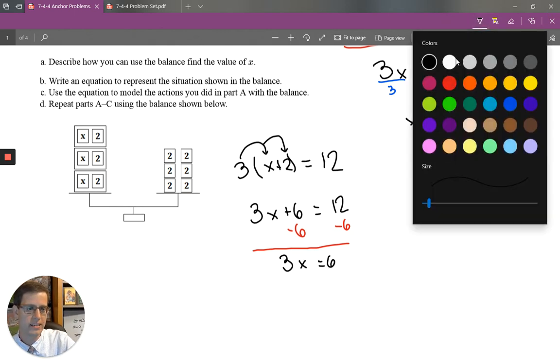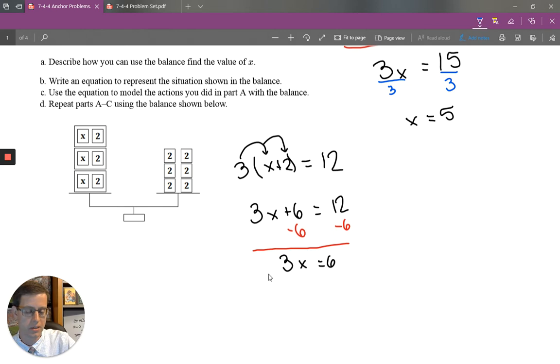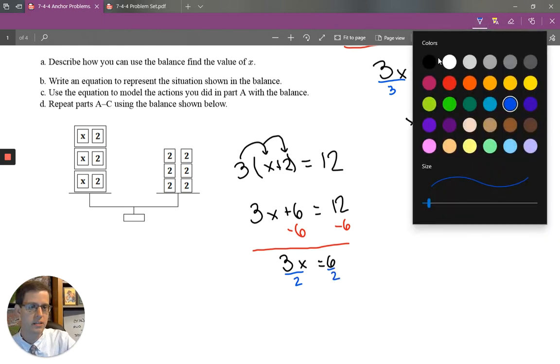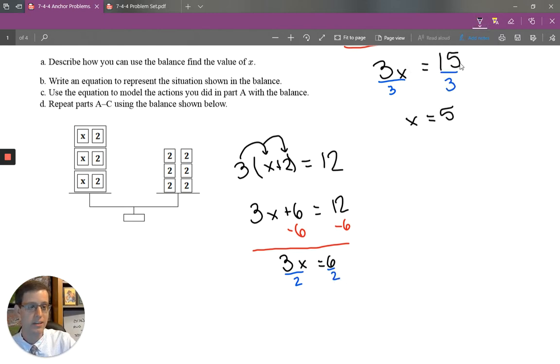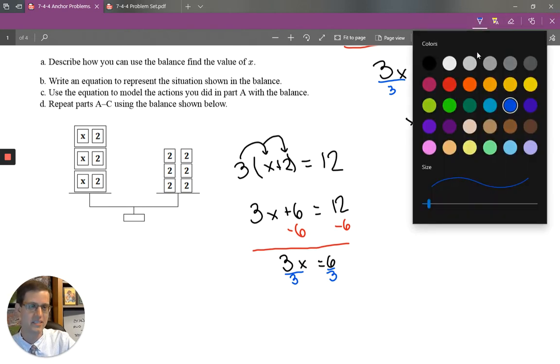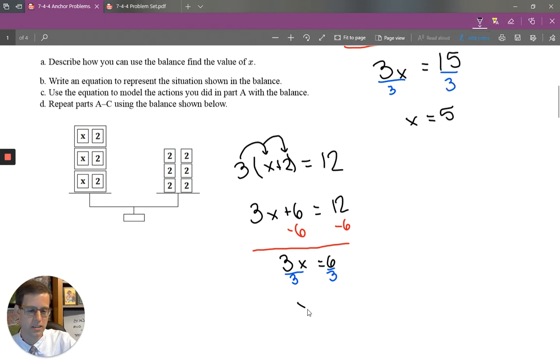Well, 3 times a number equals 6. What's that number? The opposite of multiplication is division. So if I divide by 2 on both sides here, I'm sorry, not by 2. I was one step ahead in my head. Don't divide by 2. Divide by 3, because that's what that number is. And you can see why I wrote 2. x equals 2.